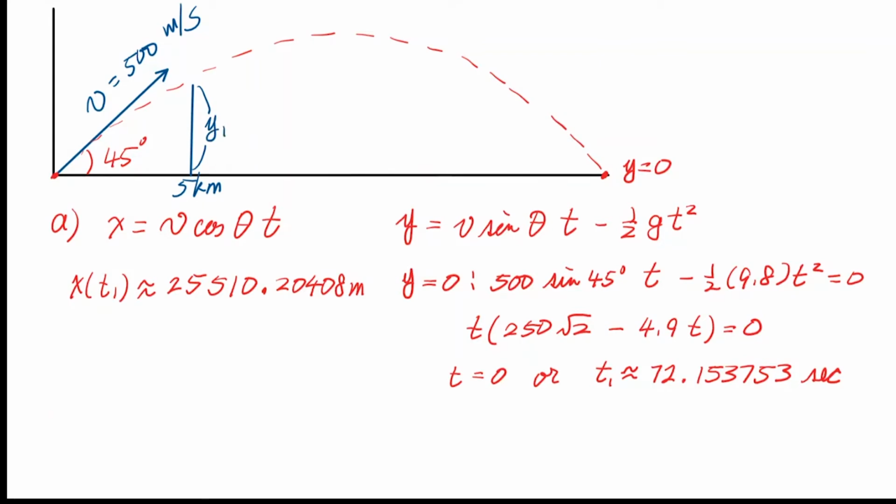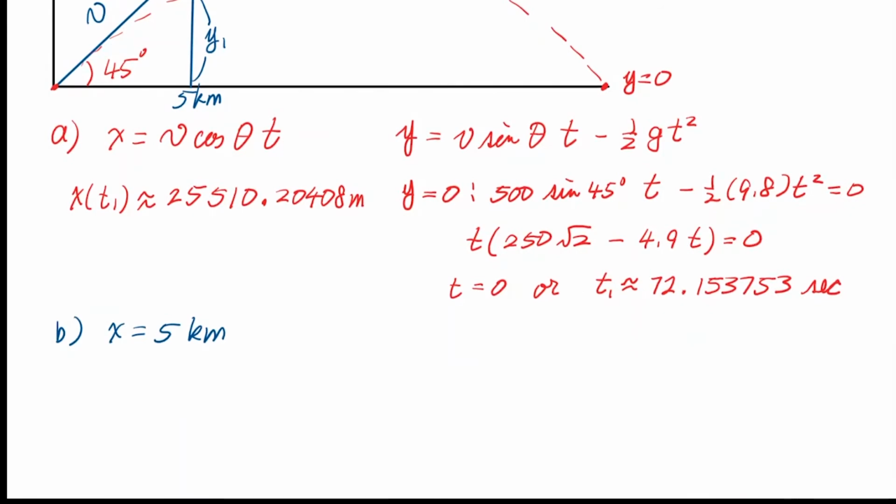Okay, so I'm going to do B in blue to color coordinate. In B, X is equal to 5. Then we have this thing, so our T is equal to X over V cosine theta, isn't it? And for us, that is 5 over V, what is it, 500 cosine theta, so it's 250 root 2. Good?